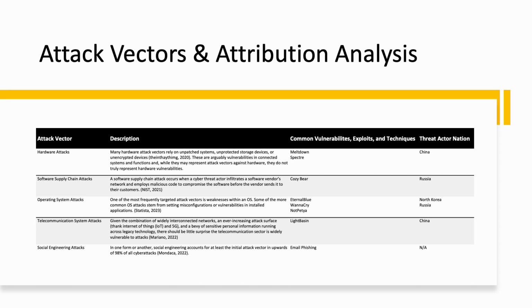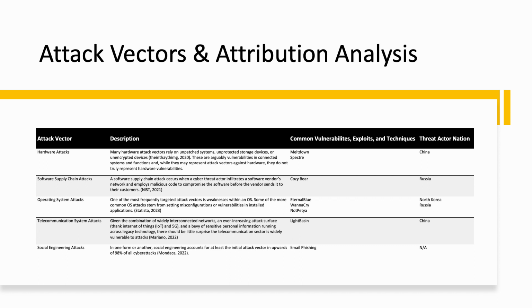I'm going to start off with explaining hardware attacks. According to Geeks for Geeks, this attack vector heavily relies on unpatched systems, unprotected storage devices, and unencrypted devices. The two types of vulnerabilities or exploits associated with this attack vector are Meltdown and Spectre, and those two exploits are closely tied to China.